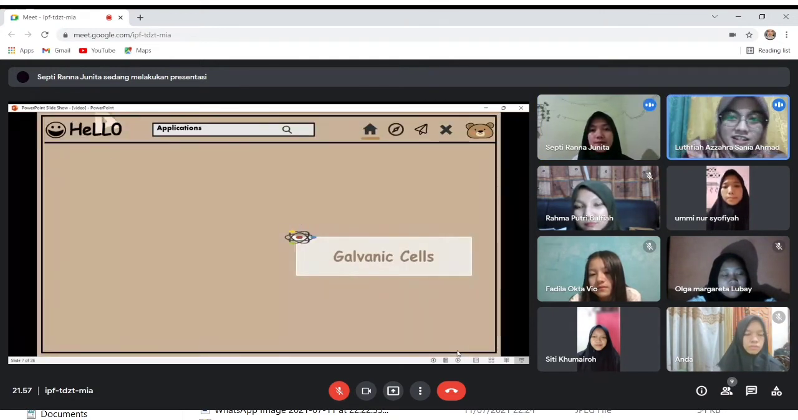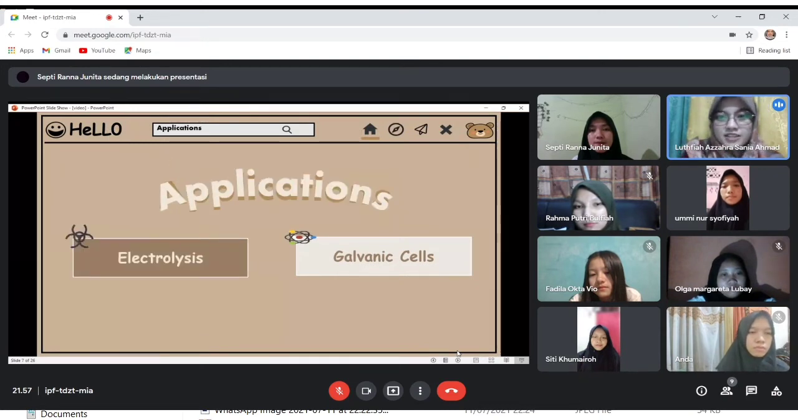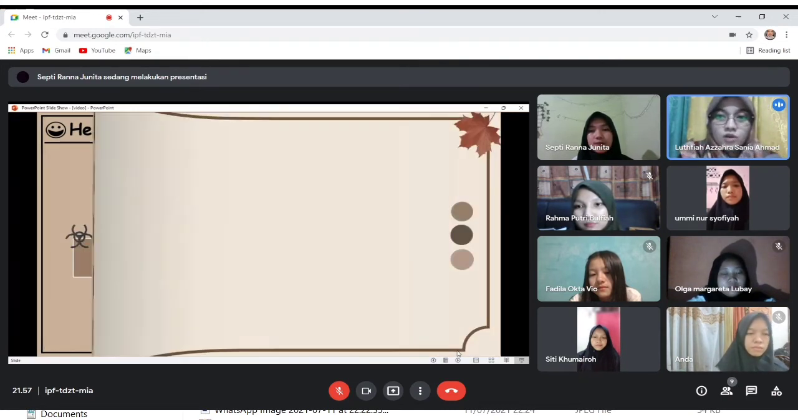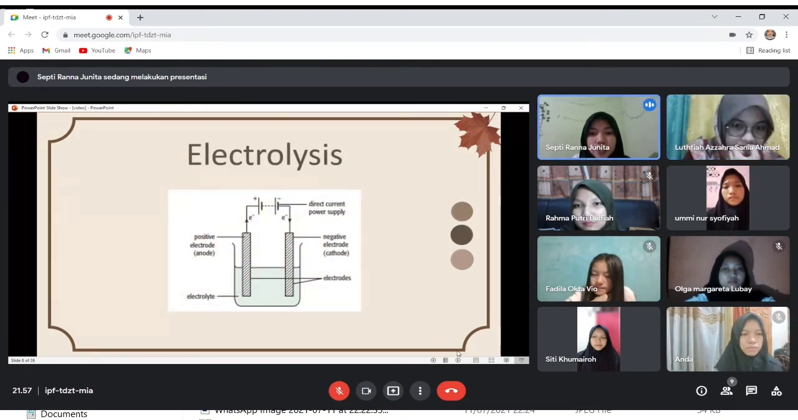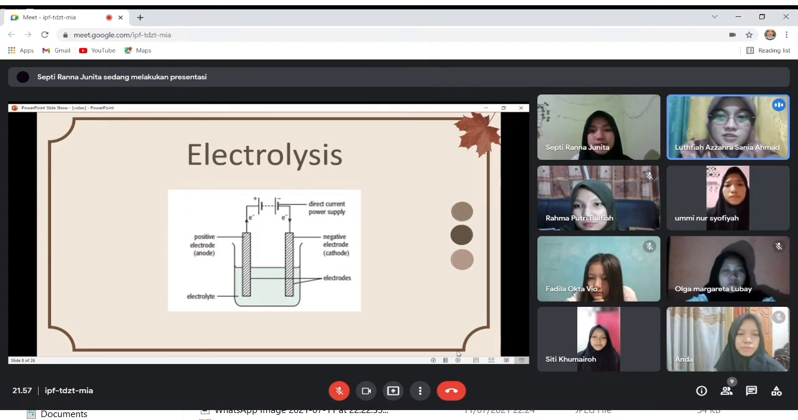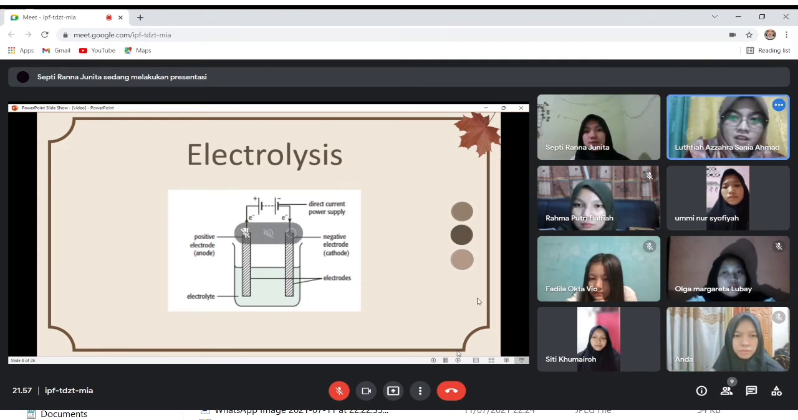The first is electrolysis. Now look at the picture and analyze. What are the parts of electrolytic cell? Electrode, electrolyte, and power supply, Miss. Good. That is the right answer. In the electrolysis cell, the electrolyte is the compound that is just liquid or solution that contains an ionic compound. The power supply, which must be direct current, and the electrode.